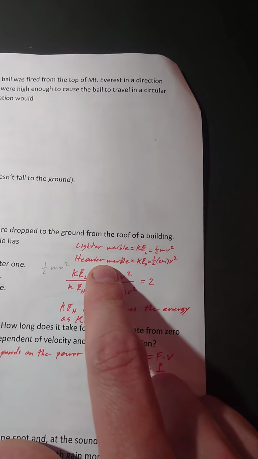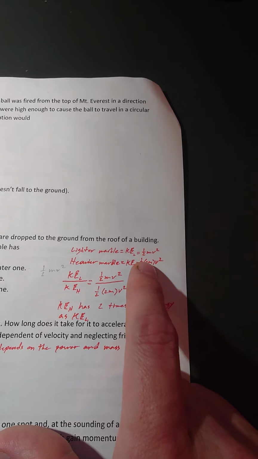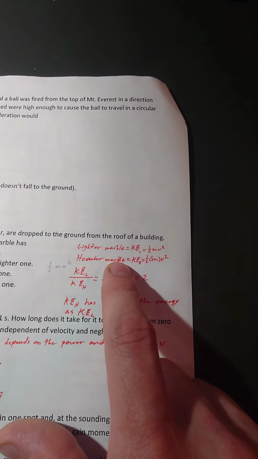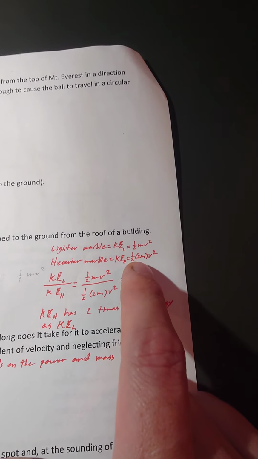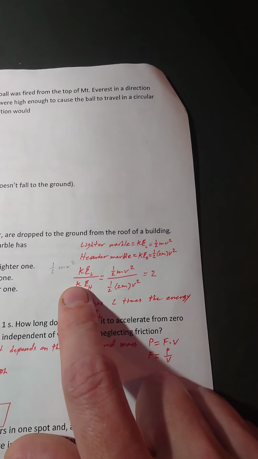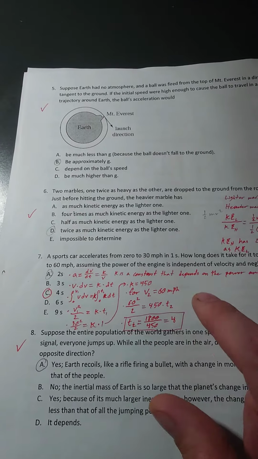So basically, the lighter marble, if you look at the kinetic energy, is going to be 1/2 mv squared, and then the heavier marble, since it's twice as heavy, it's going to be 1/2 (2m)v squared, and then when you write it all out, it basically equals 2, so you can say that it has 2 times the energy.